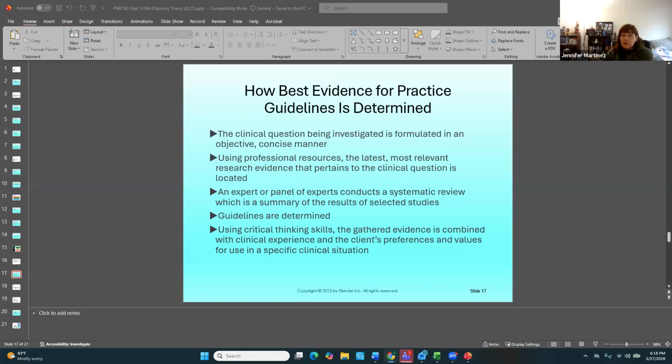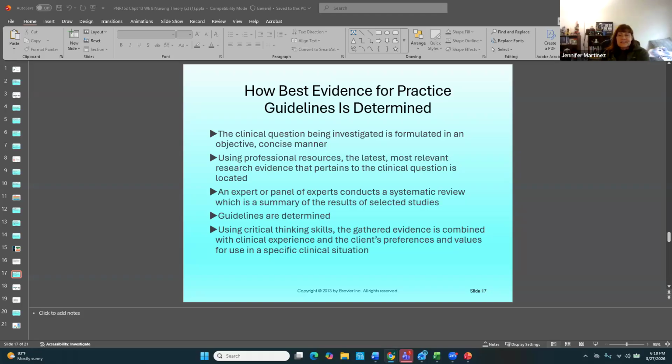But you're going to go into the database and do a search. And you're going to find research studies that are related to whatever your question is. And then you're going to get all those articles together. And then either an expert or a panel of experts is going to look at all those research studies and do what's called a systematic review.